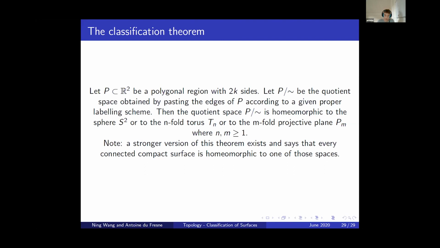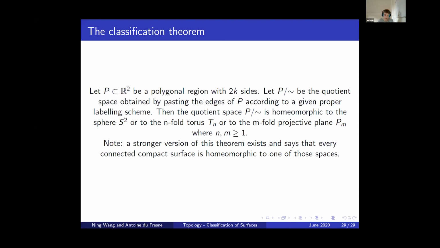Now all that we've presented can be used to prove our theorem, the classification theorem. Let P be a polygonal region with an even number of sides. We construct the quotient space, P quotient, by pasting the edges of P according to a given proper labeling scheme. And here comes the classification. This quotient space is either homeomorphic to the sphere, or to the n-fold torus, or to the m-fold projective plane, when n and m are greater than or equal to 1. It can be shown that those spaces are not homeomorphic to each other.